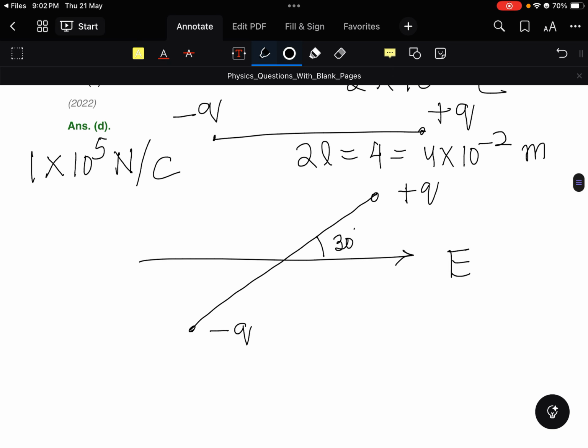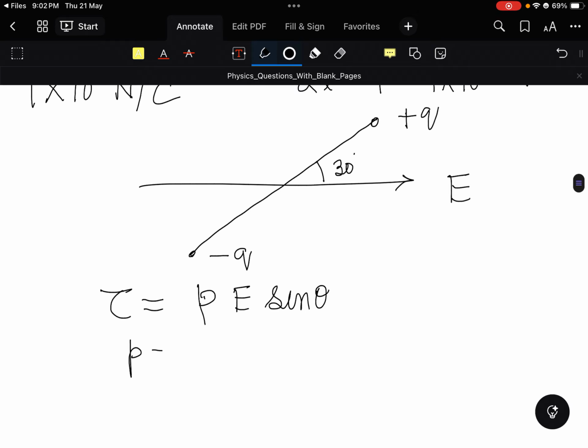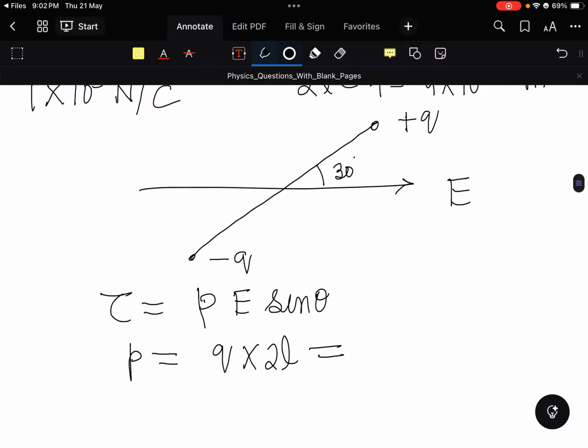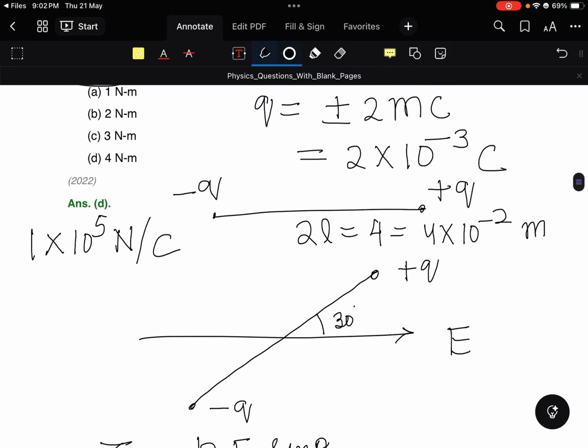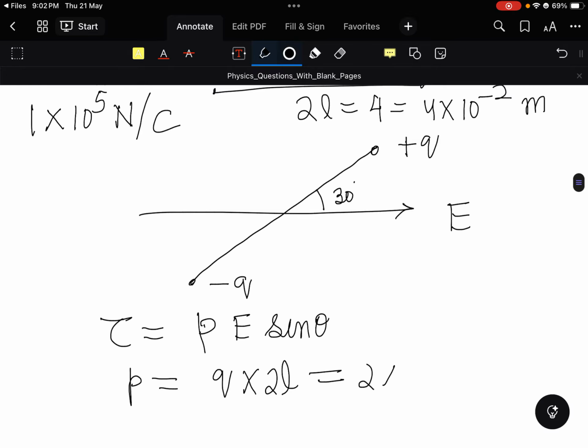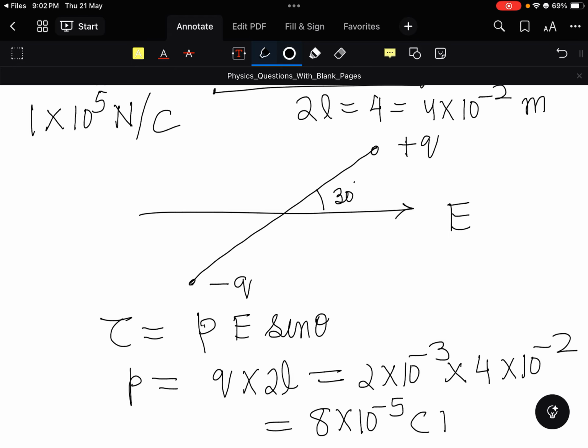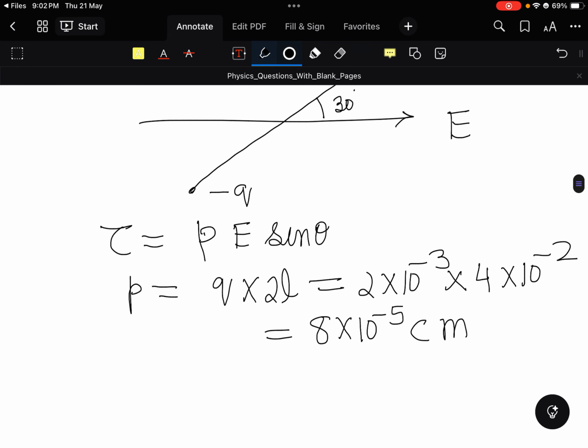So now you know what is the formula of torque. Torque equals to P into E sin theta. So first of all you find out the P. What is P? It is Q into 2L. What is the value of Q here? Q is 2 into 10 power minus 3. And 2L is 4 into 10 power minus 2. That is equal to 8 into 10 power minus 5 coulomb meter.